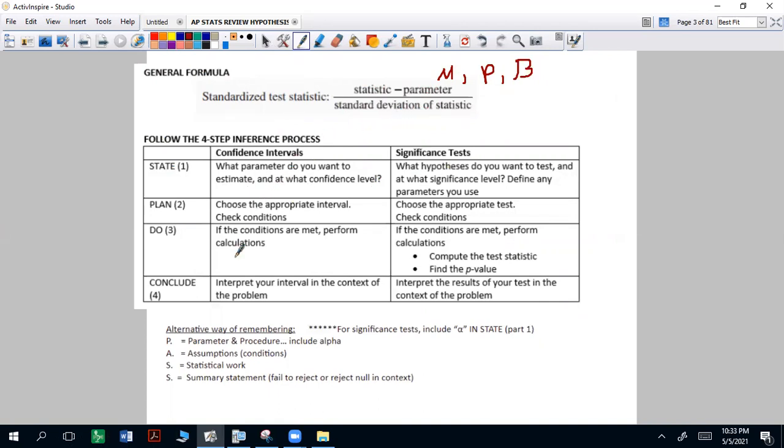And we follow that 4-step plan just like for intervals. So we do state, plan, do, conclude: parameters, procedure, always include your alpha, your assumptions and conditions, your statistical work, and a summary statement. We either fail to reject or reject the null in context of the problem. And that part's important. So make sure you do the 4 steps when asked to test a claim.